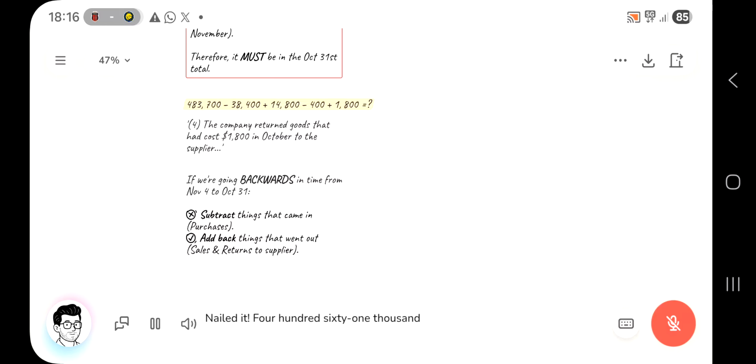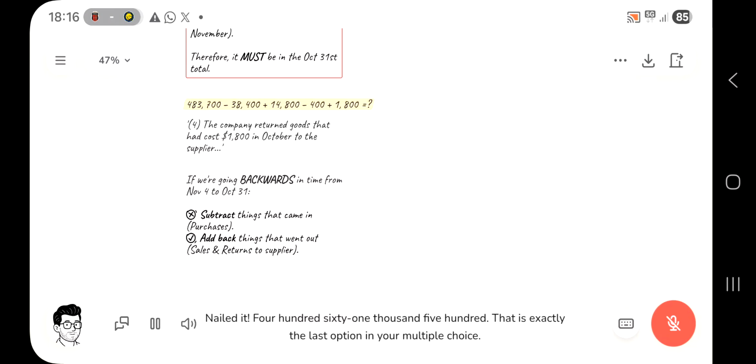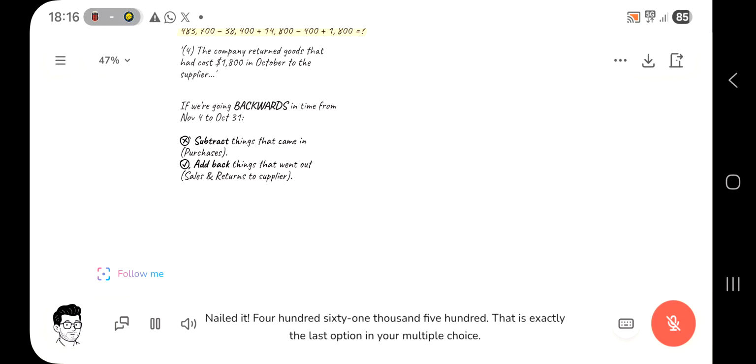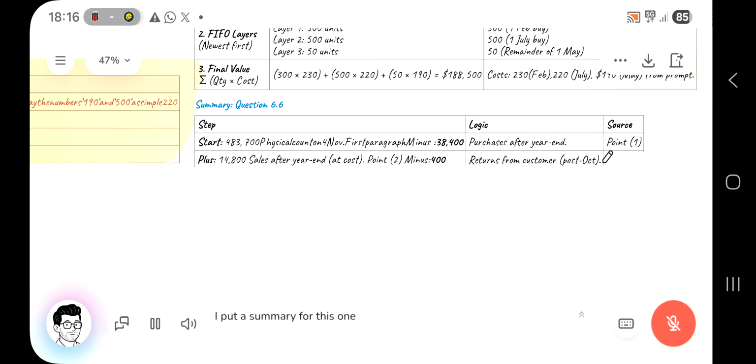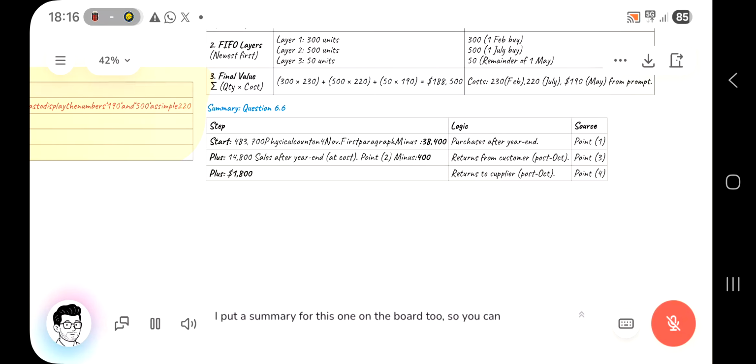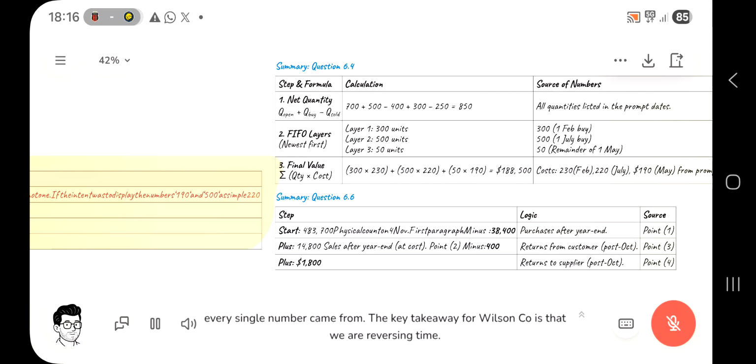Nailed it. 461,500. That is exactly the last option in your multiple choice. I put a summary for this one on the board too, so you can see where every single number came from. The key takeaway for Wilson Co. is that we are reversing time.